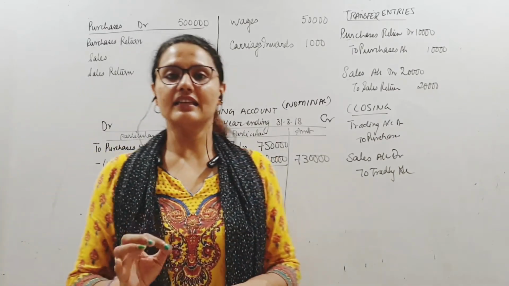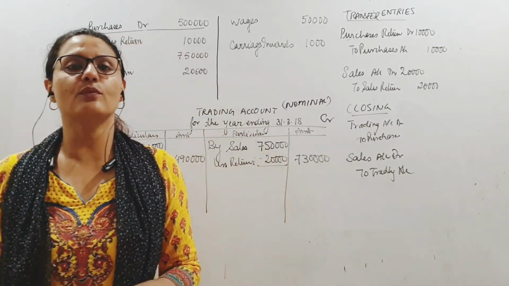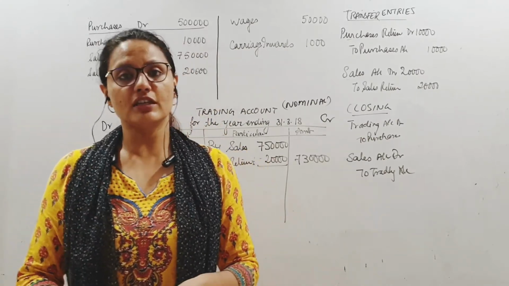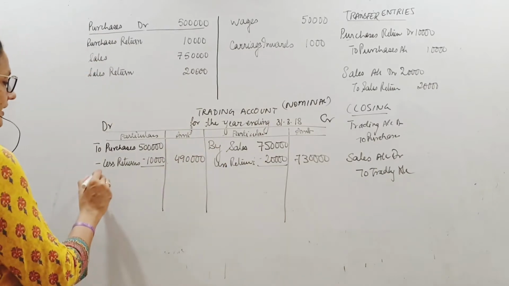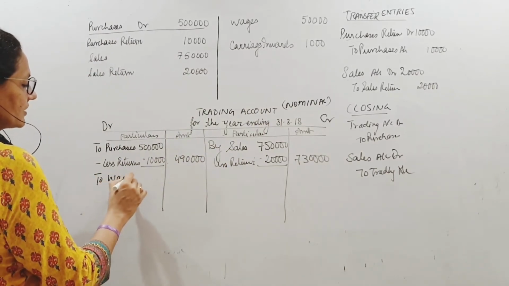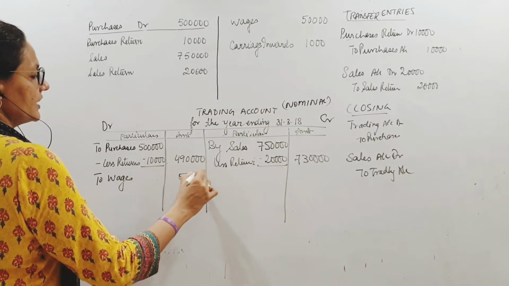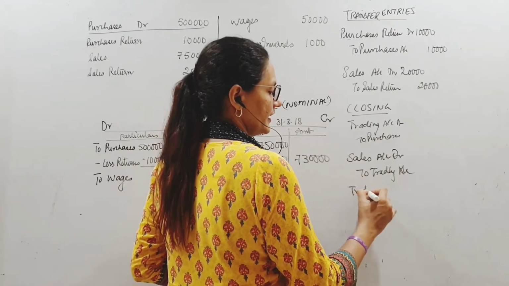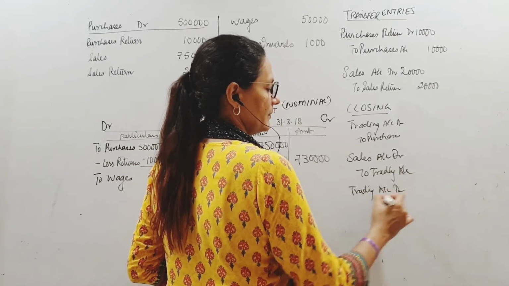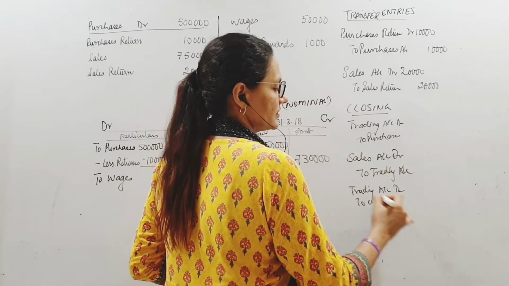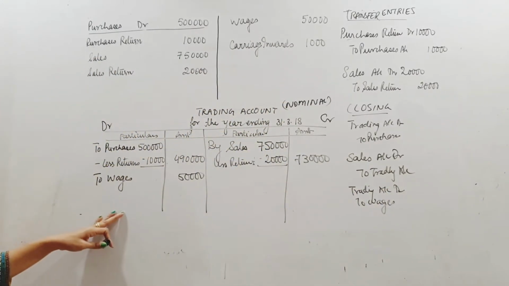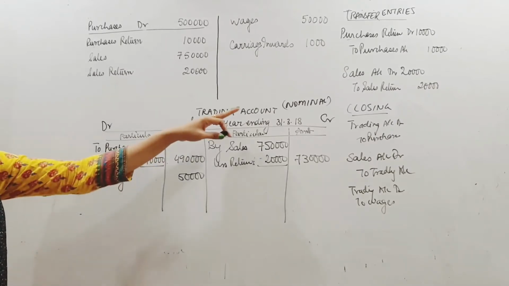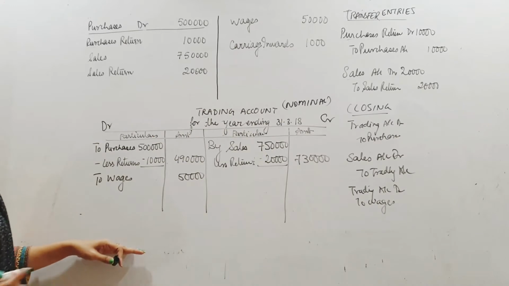Wages. Wages are direct expenses because they are paid to the daily wage earners, daily laborers who contribute to the manufacturing of goods. So this is very much a direct expense. So to wages account, this is the closing entry again for wages. What is the closing entry? Trading account debit to wages. Isn't it? I have closed an expense account. All expenses are debit balance. We credit it, it gets closed. And we are transferring each and every direct expense like this.